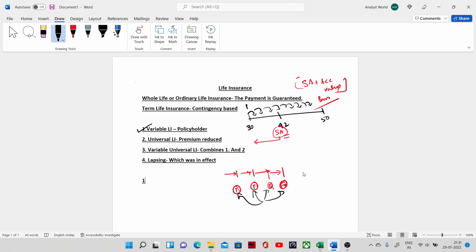On the other hand, the universal life insurance policy enables the policyholder to reduce the premium should he or she decide that the policy in effect is a little bit costly. So he or she may decide to underinsure and pay proportionately less premium. That is also allowed, and hence it is called universal life insurance. The combination of these two is called the variable universal life insurance policy as well.